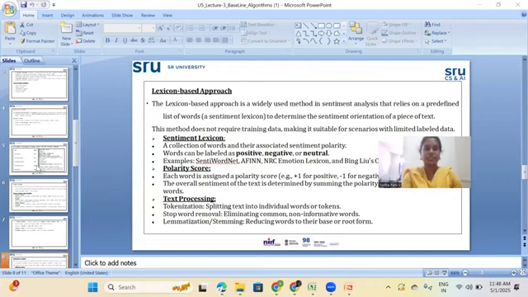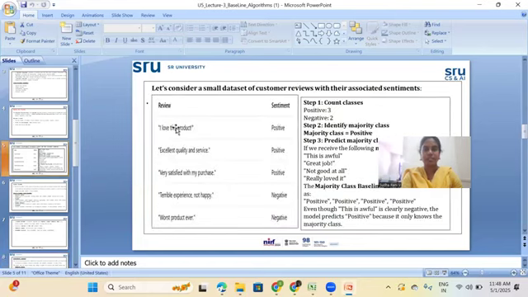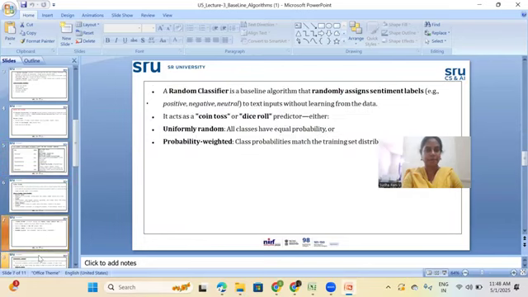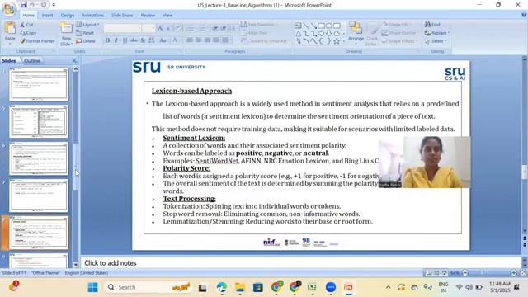Like the example we just took, I said that love is a positive word. So if I think love is a positive word, then I can assign +1 to this word. Terrible is a negative word. If you think terrible has to be treated as a negative word, -1 can be assigned to it, as it indicates a negative word. So that is the polarity score, where every positive word has +1 and every negative word has -1.